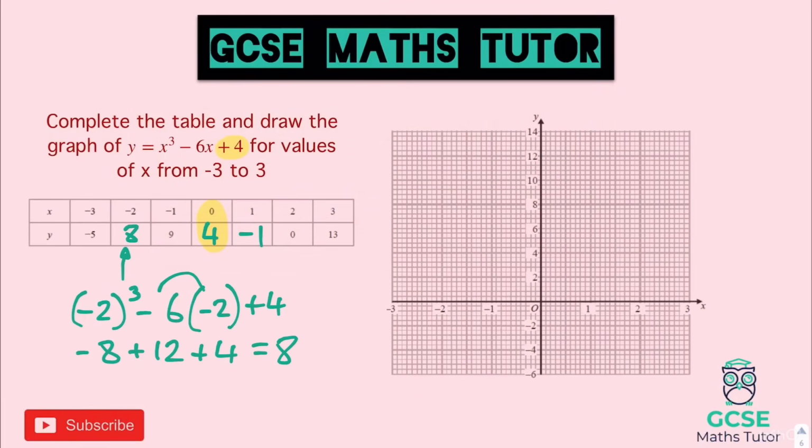So negative 3 to negative 5 is down here. Negative 2 to 8 is up there. Negative 1 to 9 is, let's have a think, there we go, in between 8 and 10. 0 to 4 is here. 1 to minus 1, as best I can, is there. 2 to 0 is here. And 3 to 13 is up there.